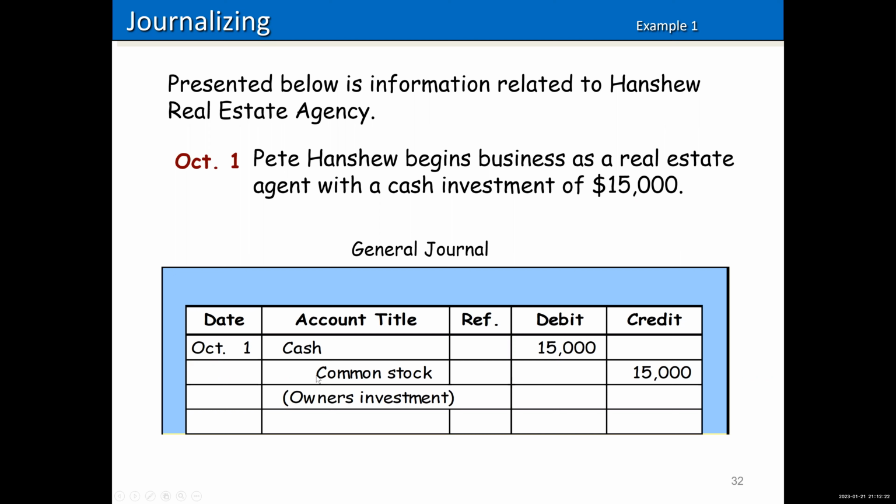Notice that for credits, we indent a half inch. This is very common if we have a handwritten journal. Most of the time now, accountants use the computer, and generally they don't indent the credits, but when you do it manually, you do. I like that because you can readily see what your debits are and what your credits are.